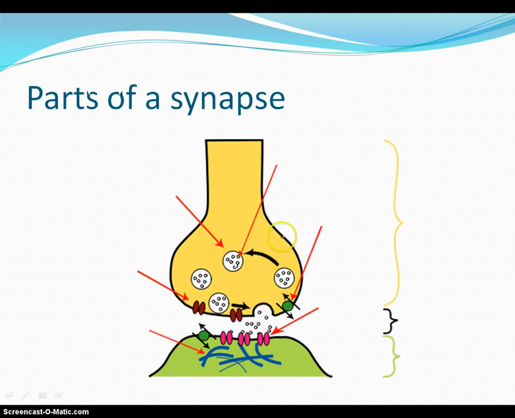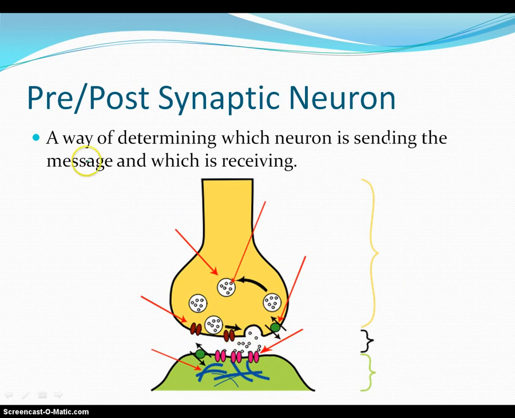So this is a zoomed in picture. In yellow, we have the axon that is giving off the impulse, and in green I have represented the neuron or the dendrite that is taking in the impulse. We don't call it taking in or sending or receiving. We call it the pre or postsynaptic neuron. It's a way of determining which neuron is sending the message and which one is receiving. So in yellow here, I have the presynaptic neuron. I'll abbreviate that pre. This is the one that the nerve impulse is passing down.